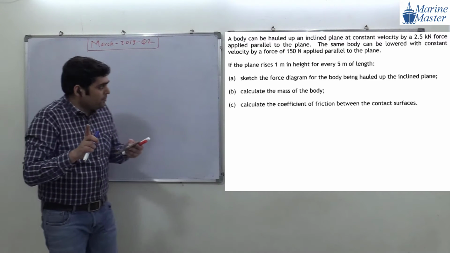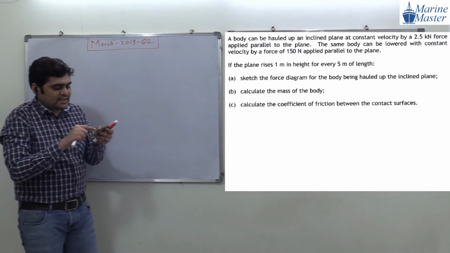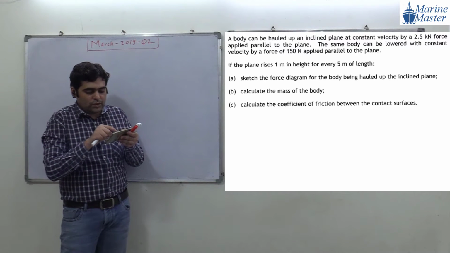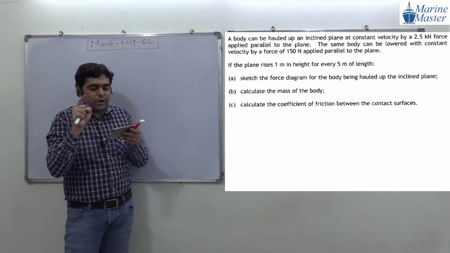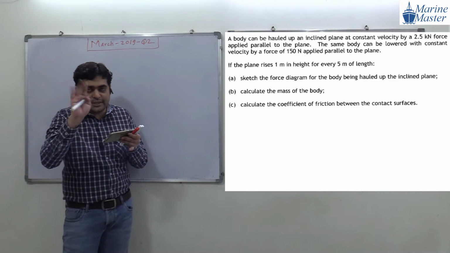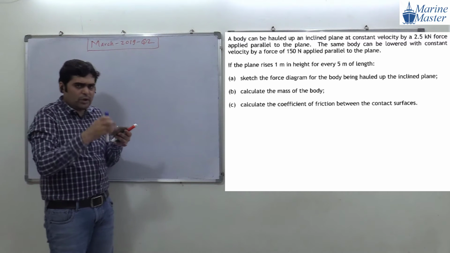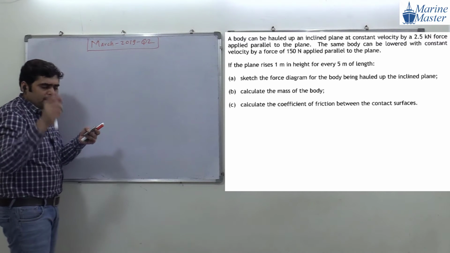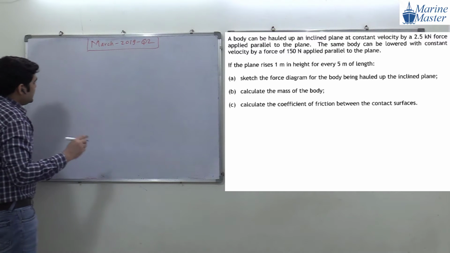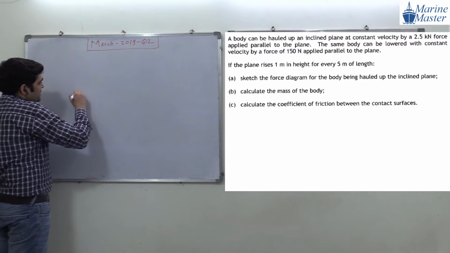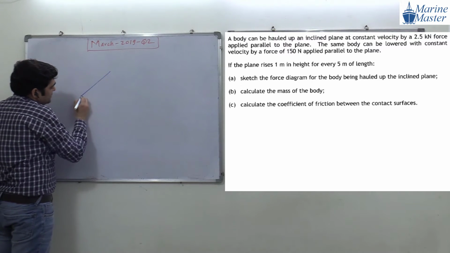Now, first of all, I am going to explain this last sentence of the question. If the plane rises 1 meter in height for every 5 meter in length, what does it mean? Then I am going to read the first paragraph once again. They have given that sentence for what purpose?